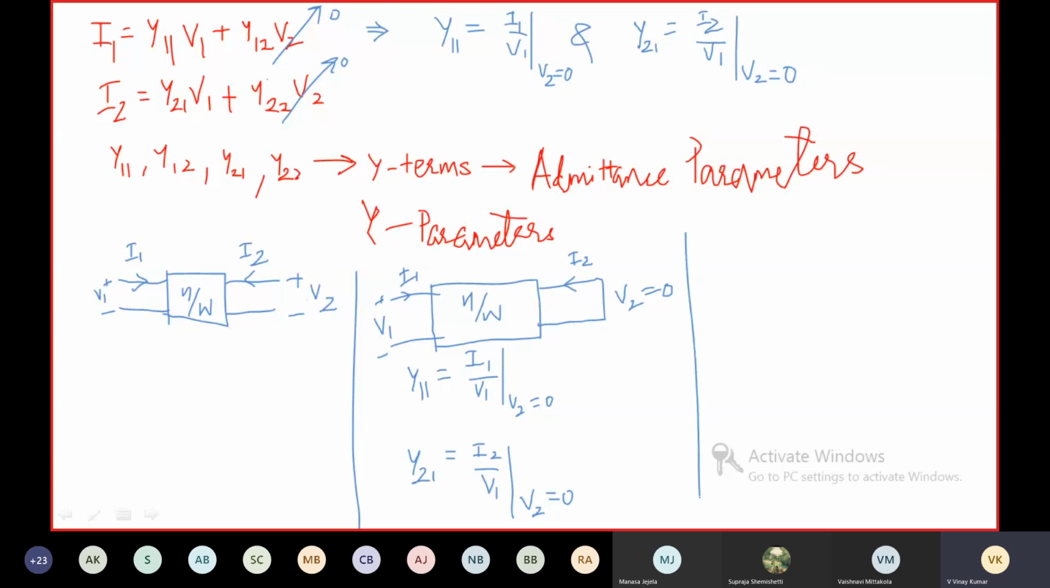Similarly, we can find the other two parameters. What are they? Y12 and Y22. How can you find Y12 and Y22? By making V1 0. If you make this V1 0, then you can find Y12 and Y22. Making V1 0 means short circuiting port 1. Then V1 becomes 0. Anyhow, I1 will be flowing.